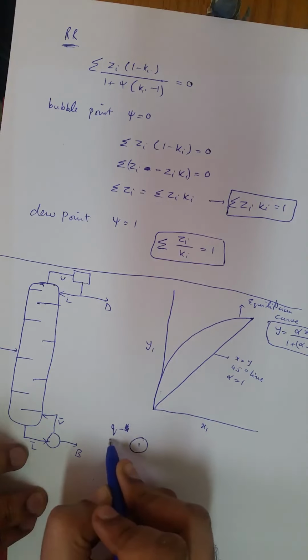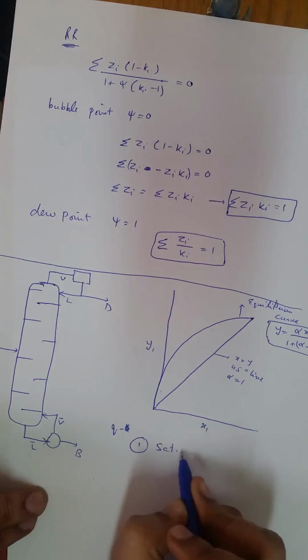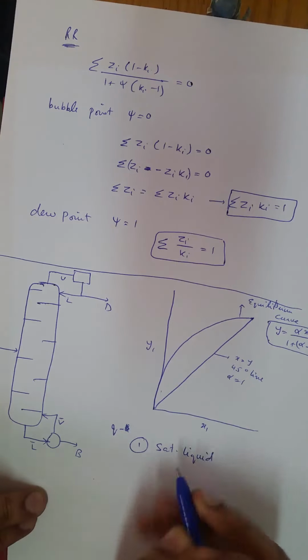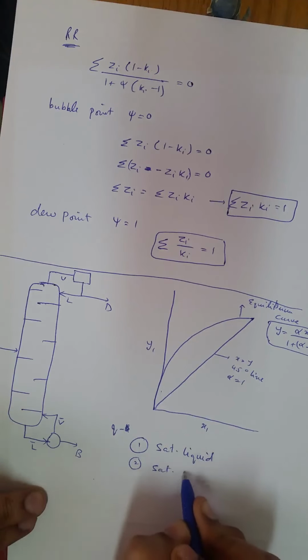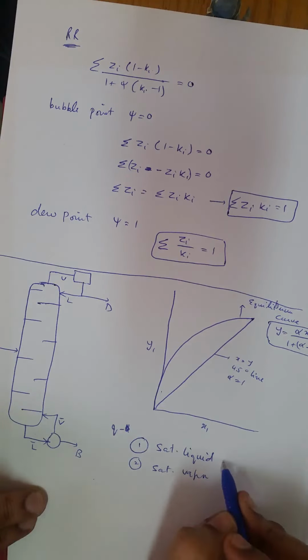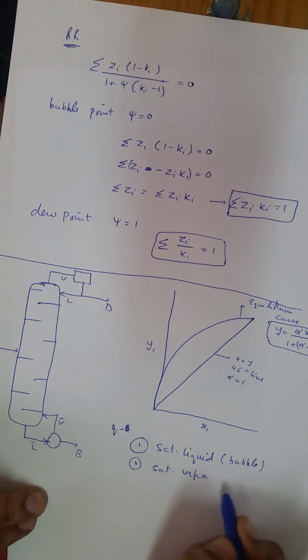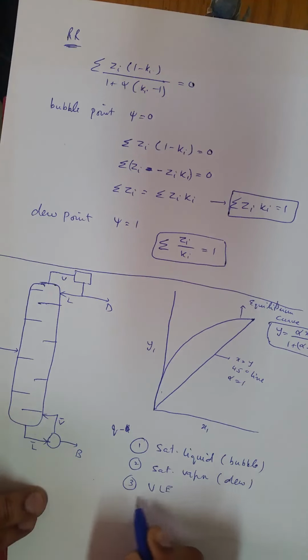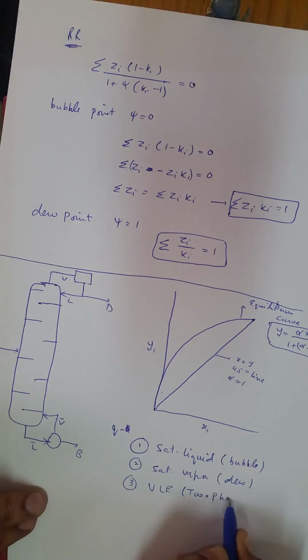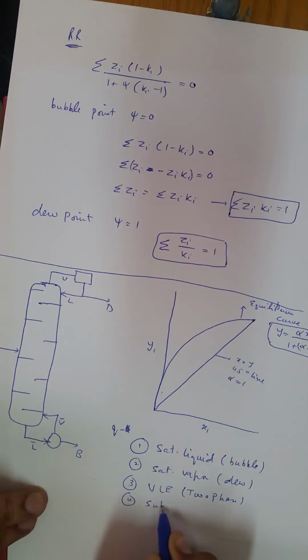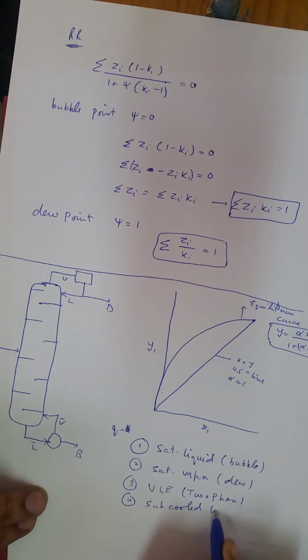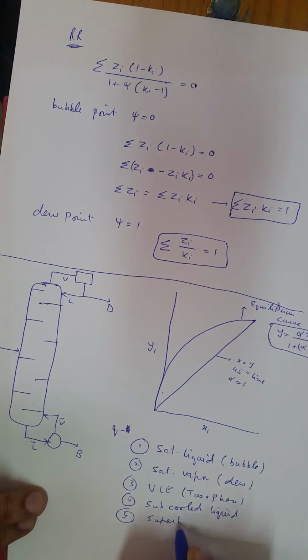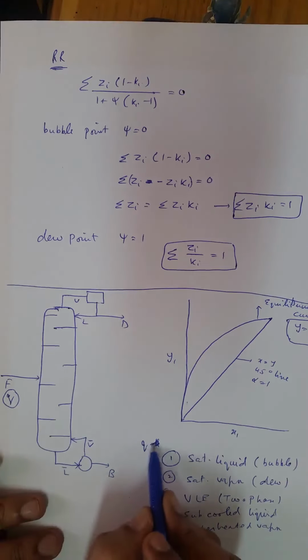The quality of the feed. So one is saturated liquid, saturated vapor, bubble, dew, VLE two-phase, subcooled liquid, and superheated vapor. So this is about the Q.